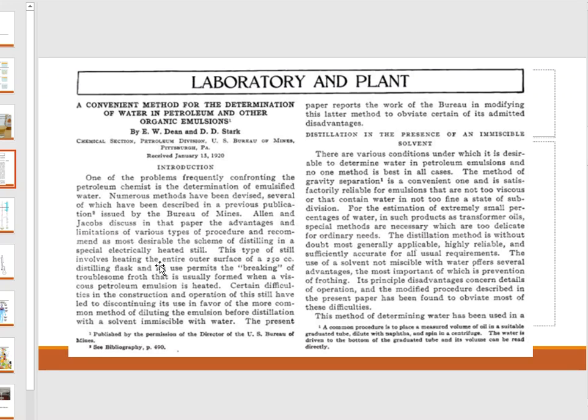Allen and Jacobs discussed in that paper the advantages and limitations of various types of procedure and recommend as the most desirable the scheme of distilling in a special electrically heated still. This type of still involves heating the entire outer surface of the distilling flask, and its use permits the breaking of troublesome froth that is usually formed when a viscous petroleum emulsion is heated. So on through the article, it's going to say, well, we've come up with a different way of doing this. We know that you've attempted, but we think that we maybe have come up with a solution. And that was called the Dean-Stark apparatus. And that's what you're going to be using in this laboratory. And that's your advanced lab technique method for this laboratory as well.